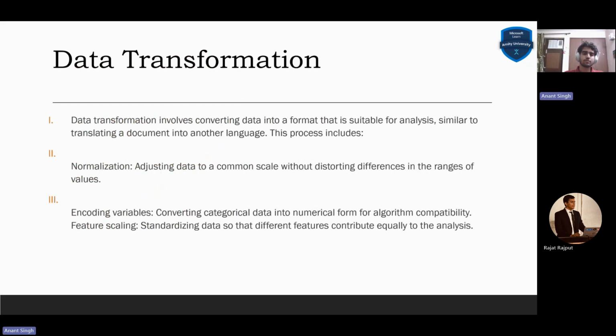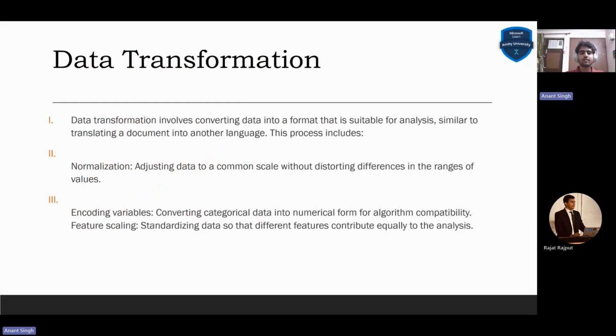This process includes, first of all, normalization, adjusting data to a common scale without distorting the differences in the ranges of the values, and two, encoding variables, or converting categorical data into numerical form for algorithm compatibility. Feature scaling is standardizing data so that different features contribute equally to the analysis.